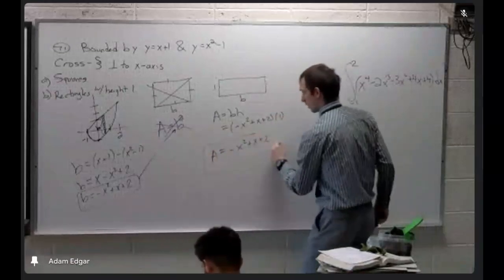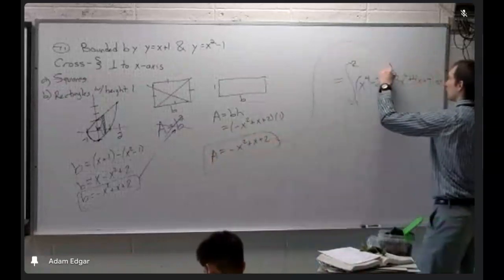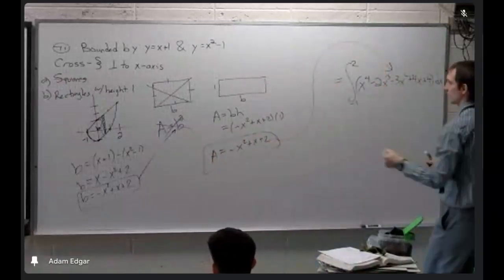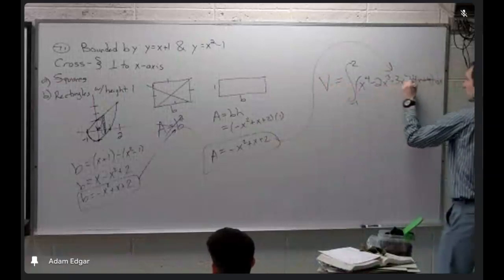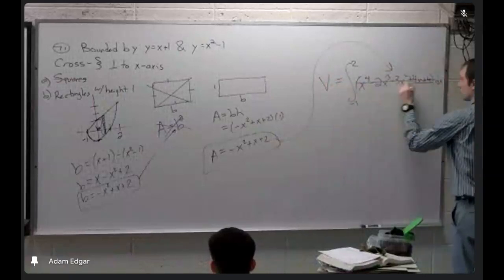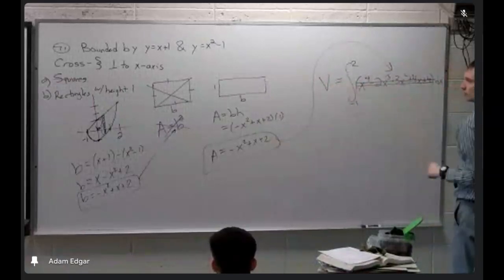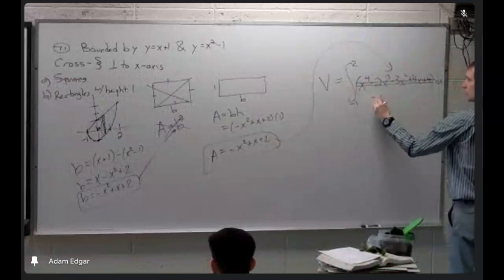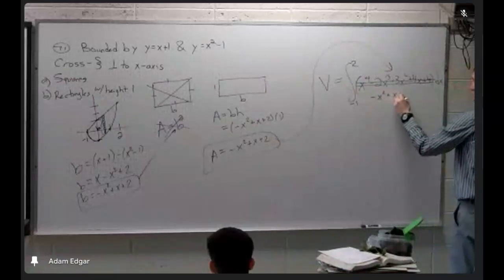And once I've got that, I dump it in here for my integral, and that's going to be my volume. So instead of having this thing here like for my squares, now my integral for the rectangular cross sections of height 1 is just going to be negative x squared plus x plus 2.